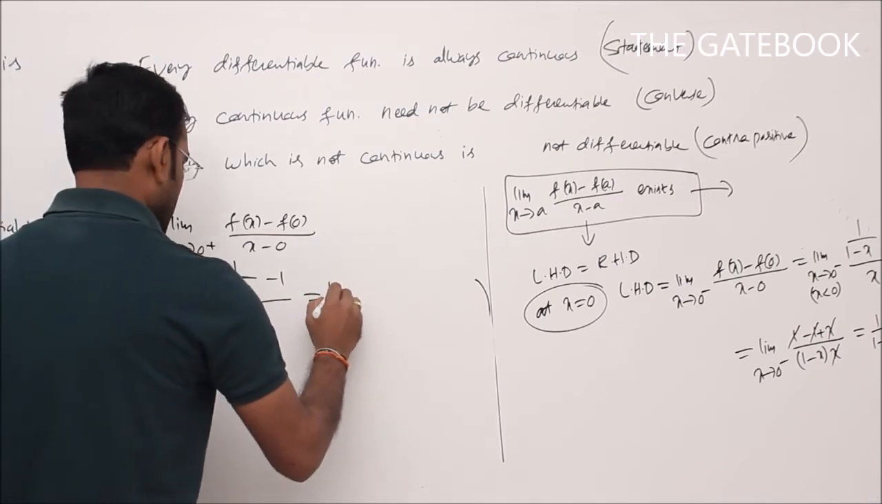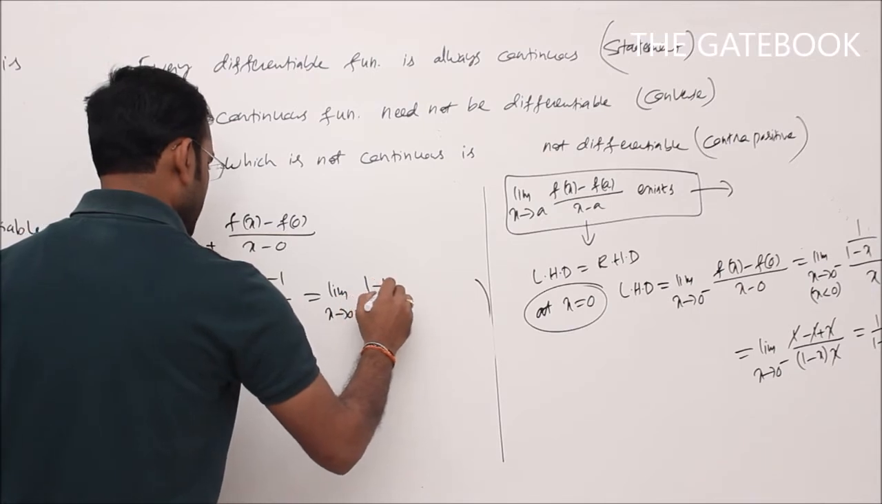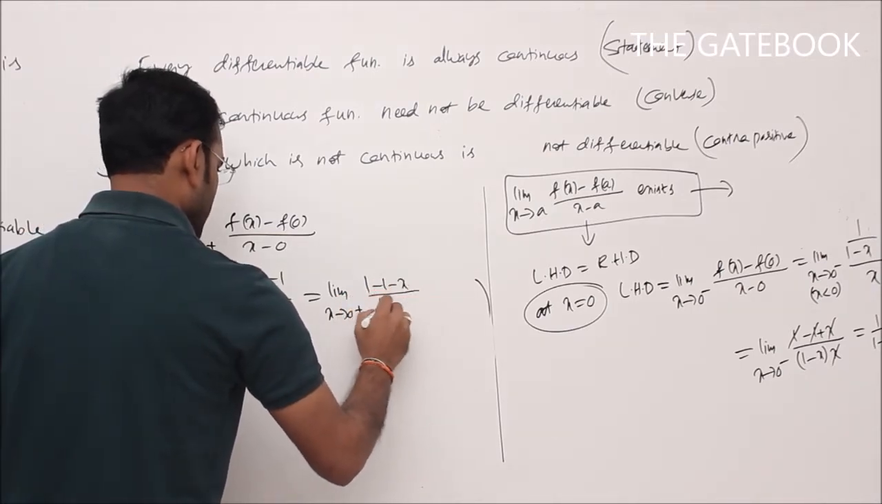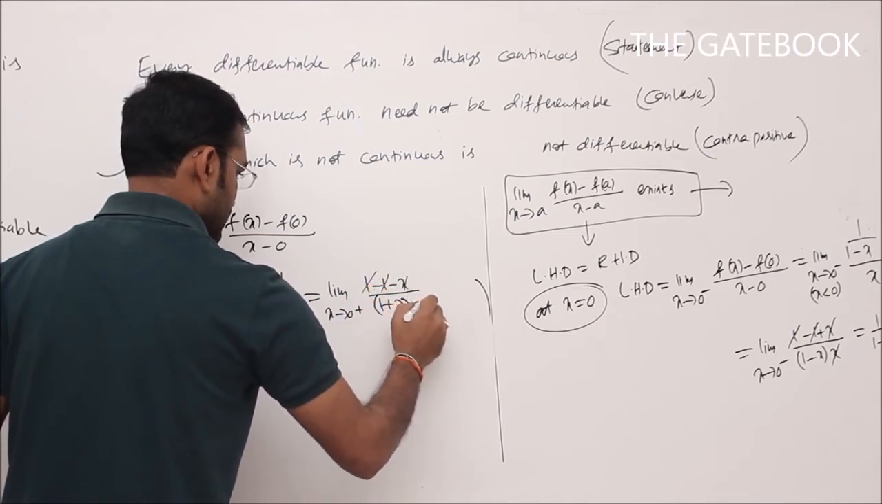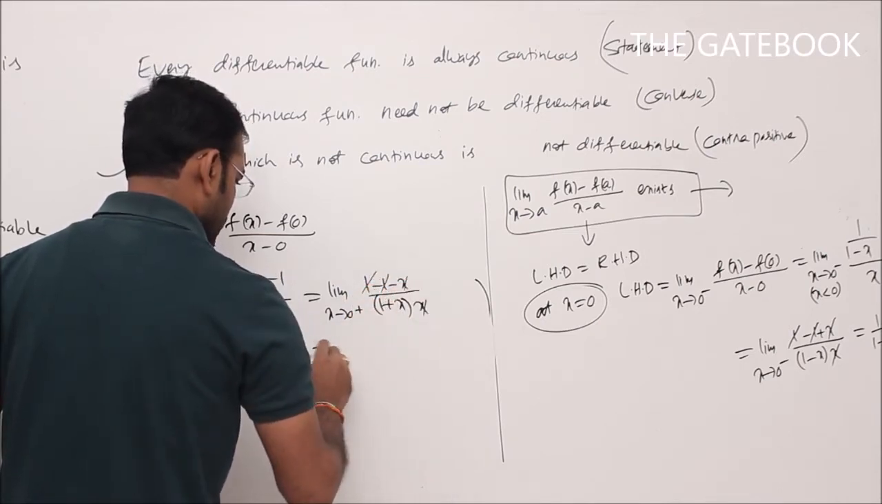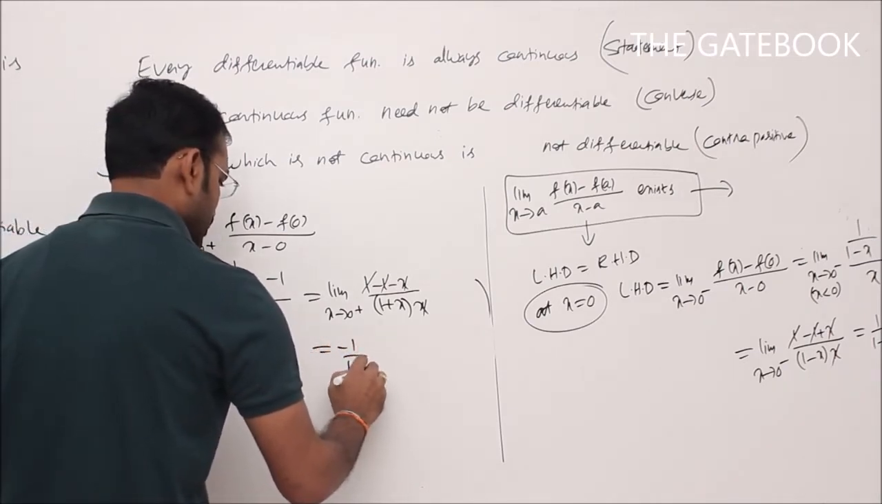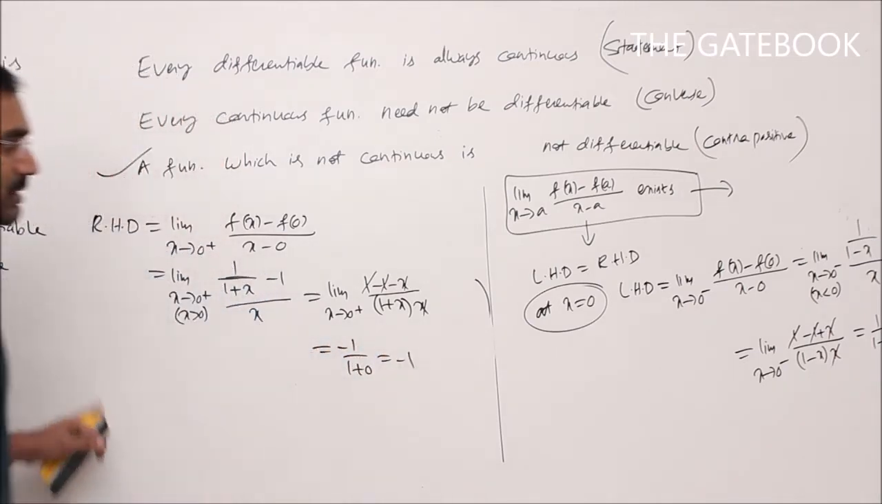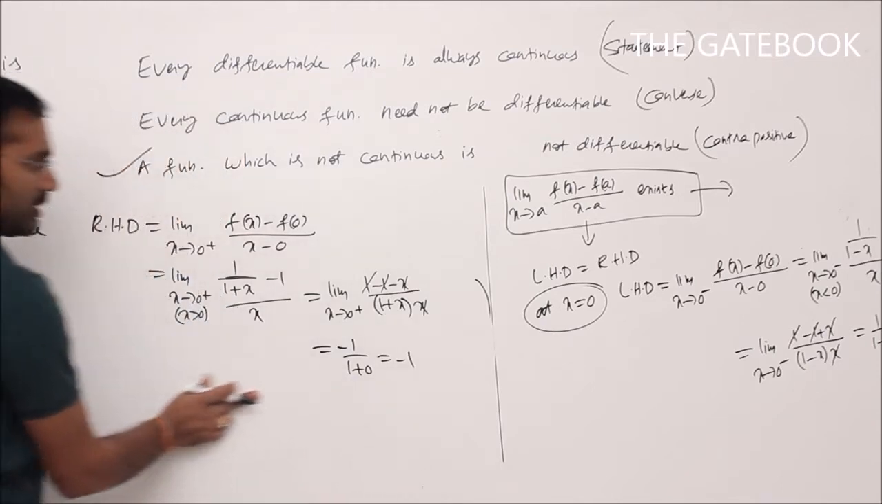So simplifying this one, limit x tends to 0 plus 1 minus 1 minus x by 1 plus x into x. So plus 1 minus 1 plus x, x and x will get cancelled. If we replace x with 0, we will get minus 1 by 1 plus 0, that is equal to minus 1. So left hand derivative value 1, whereas right hand derivative value minus 1, both are not equal.